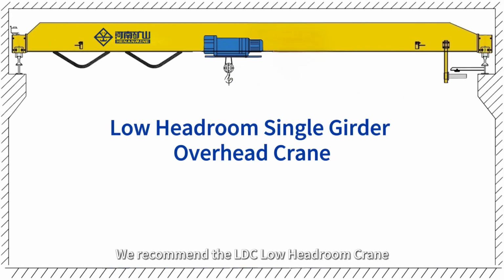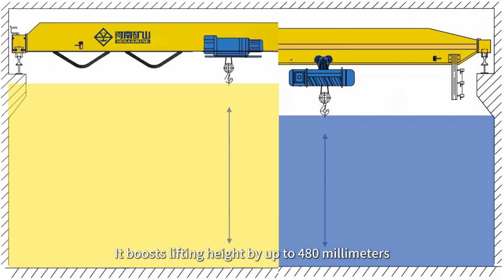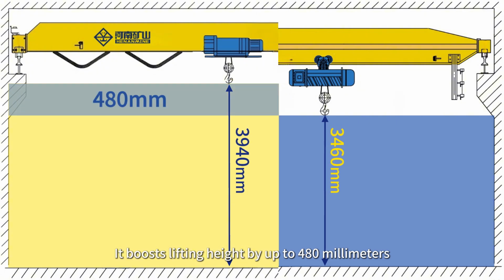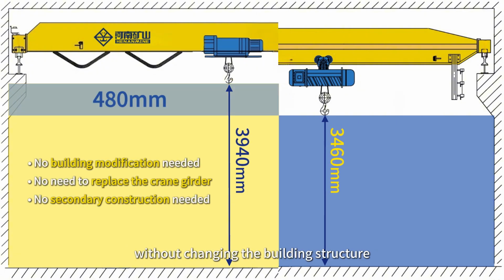We recommend the LDC Low-Headroom crane. It boosts lifting height by up to 480 mm without changing the building structure. The customer was very satisfied with this solution.